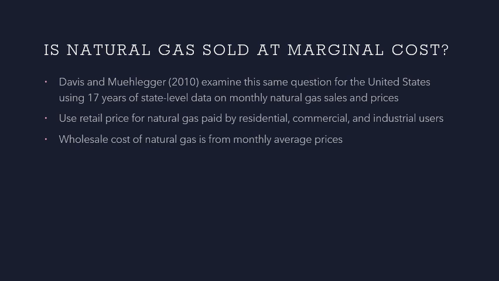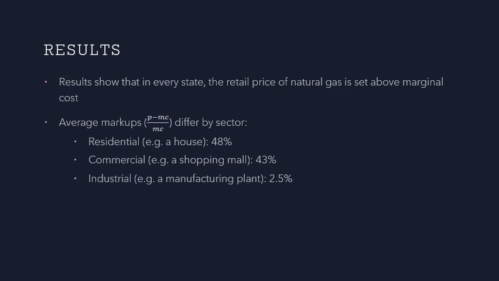This could be asked of the electricity markets as well. They examine this question for the entire U.S. using 17 years of state-level data on monthly natural gas sales and prices. They use the retail price of natural gas paid by residential consumers, commercial consumers, and industrial consumers. And the wholesale cost of natural gas is from the monthly average prices per state. The results show that in every state, the retail price of natural gas is set above marginal cost, just like we saw two slides ago in Nevada.